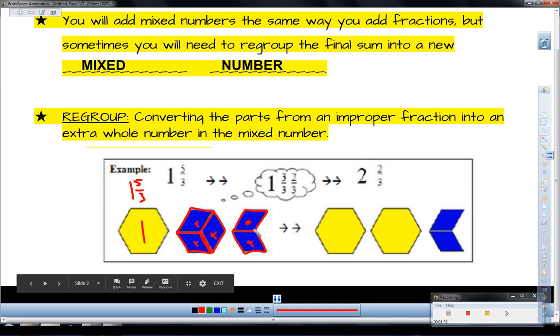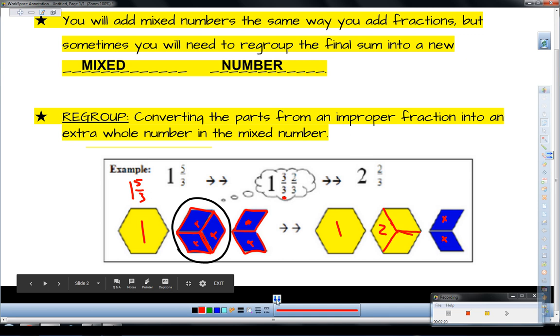We're going to be trading in things that make a whole, so that our answer becomes not improper and just a mixed number. We're taking these 3/3 that make up a whole, and we're going to separate them out of the 5/3. So now what I have is one whole. I have a second whole, and you'll recall that this one was cut into 3. So here's my second whole, so 2 wholes, and then I'm left with just 2 pieces out of 3, so 2 2/3.